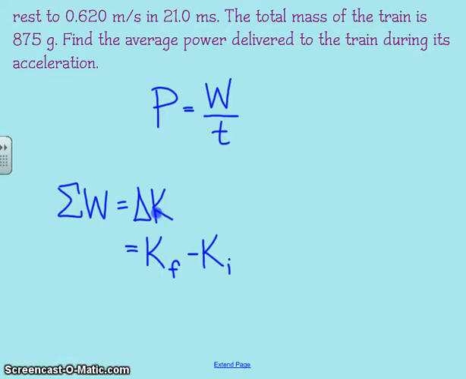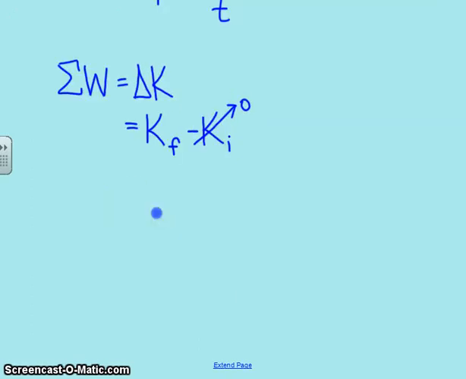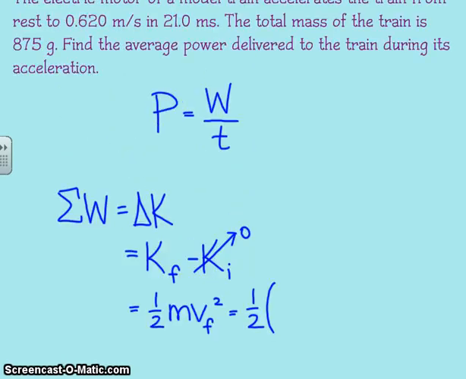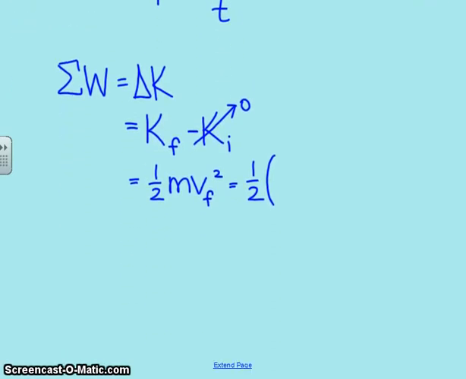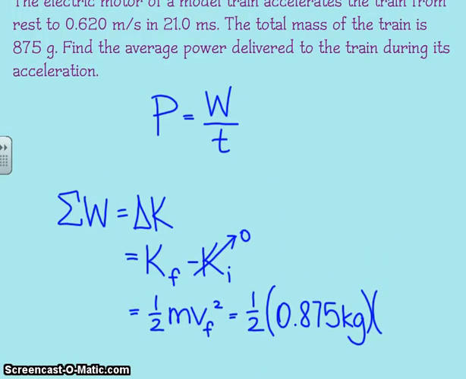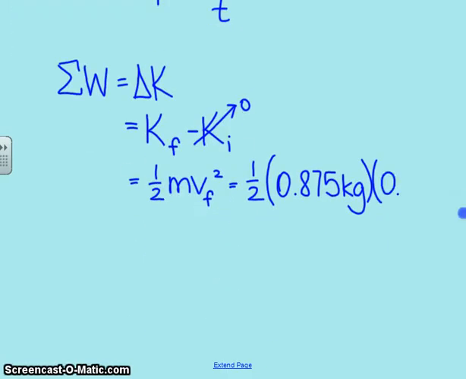Well, it tells you that it starts from rest, which means the initial kinetic energy is 0. So we simply need to find the final kinetic energy, or 1/2 m v final squared. Now it gives us mass in grams, and of course we need mass in kilograms. So converting my number, I have 875 grams, which is 0.875 kilograms. And my final velocity that I'm given is 0.62 meters per second. Don't forget to square that number.